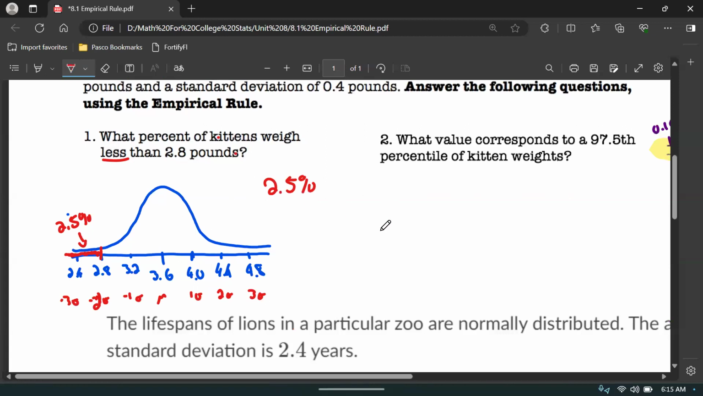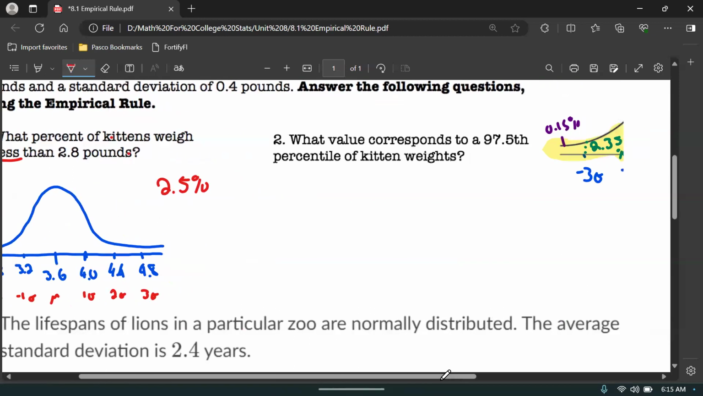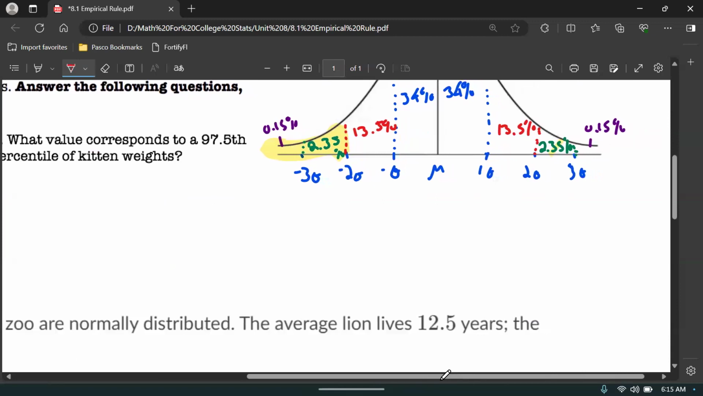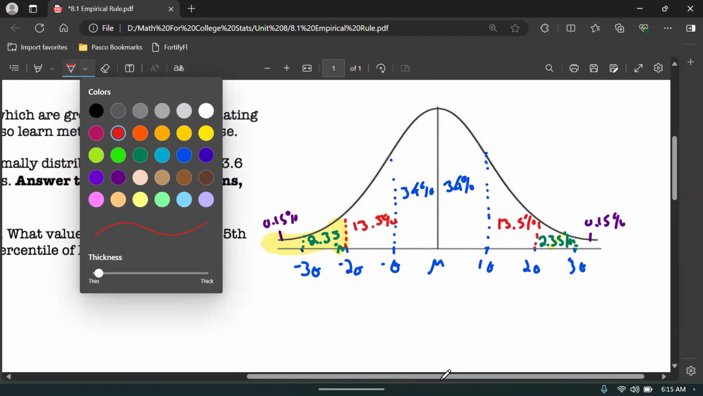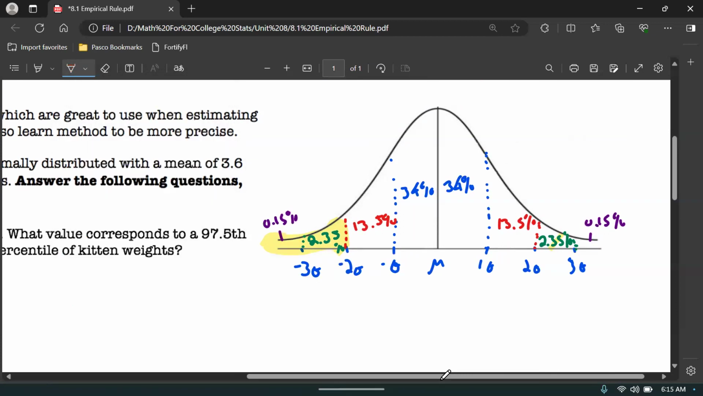Nice. Number 2, what value corresponds to a 97.5th percentile of kitten weights? Okay. So percentiles will count upwards. So let's see how we can annotate this real fast. What color haven't I really used yet? I guess we can use something boring, like this brown. So percentiles, they kind of add up, right? So like the mean here is going to be the 50th percentile, right? All the way down here would be the 0, right? All the way up here would be 100.